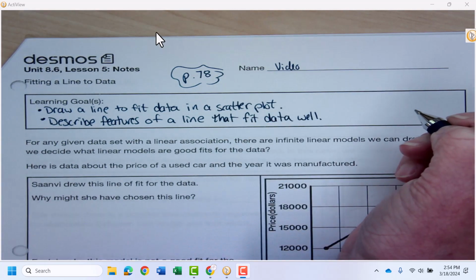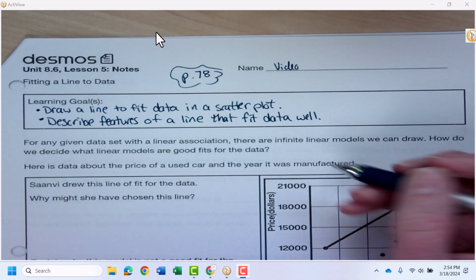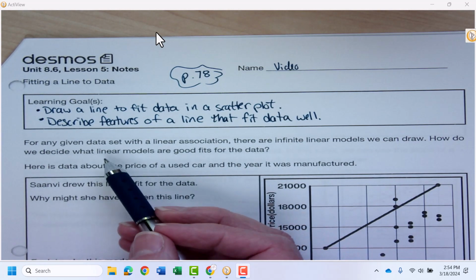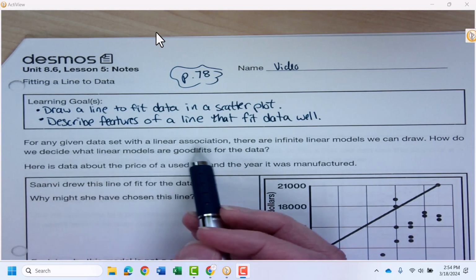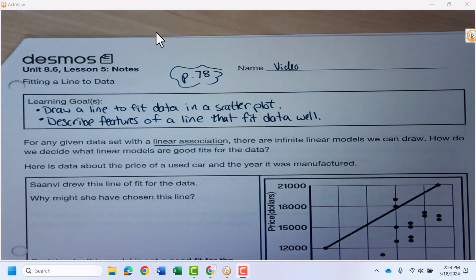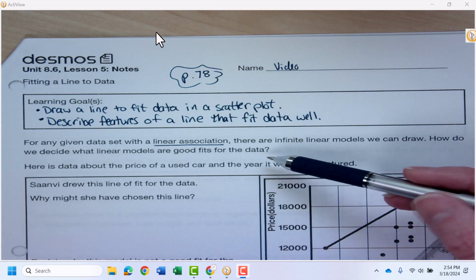So it takes a little practice to draw a line of fit that we can use to predict data that's not one of the points. And that's what we practiced in the activity today. For any given data set with a linear association, suggesting that we can draw a line through the data, there are infinite linear models we can draw. So how do we decide what linear models are good fits for the data?